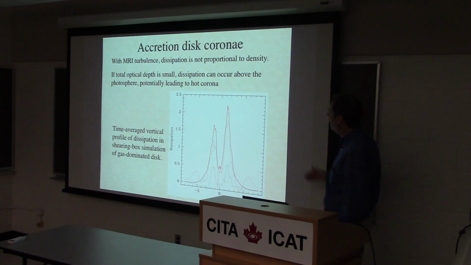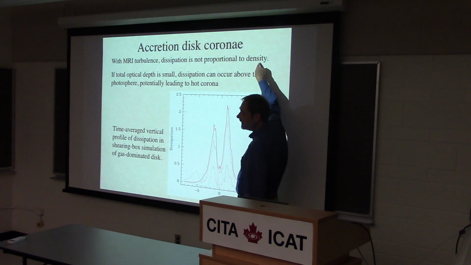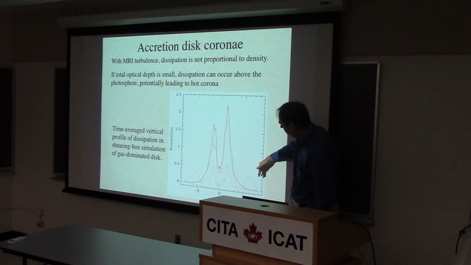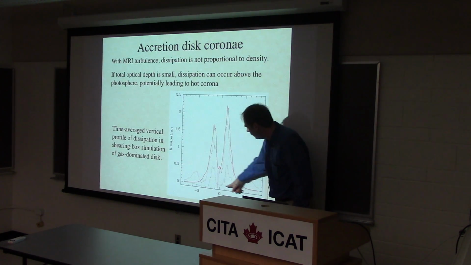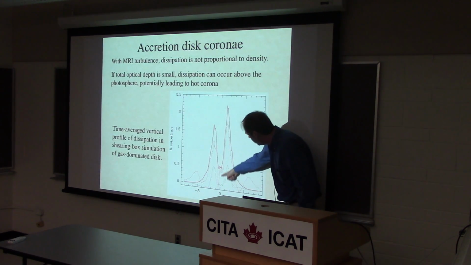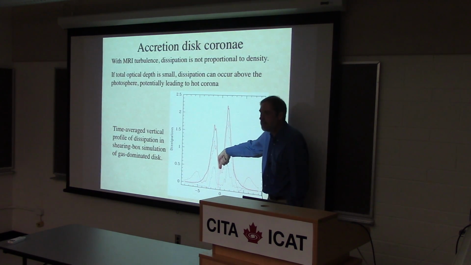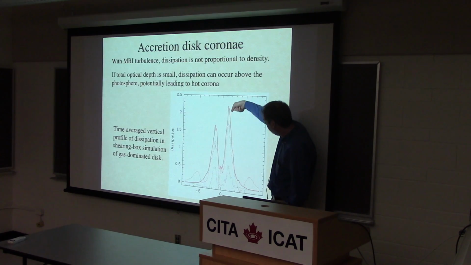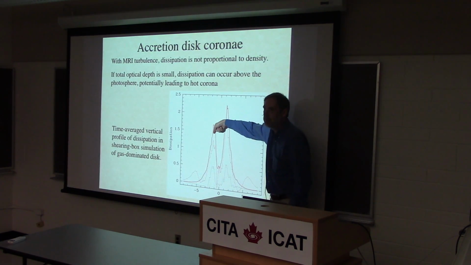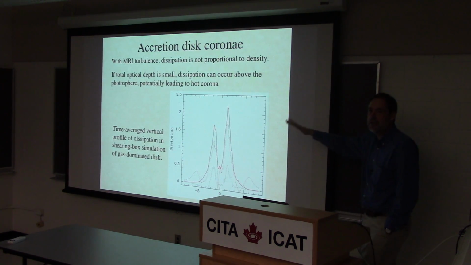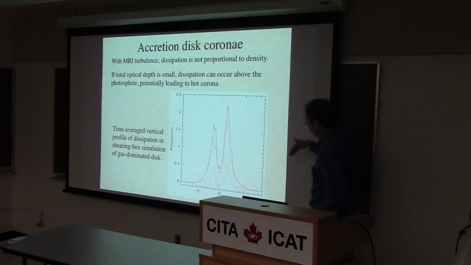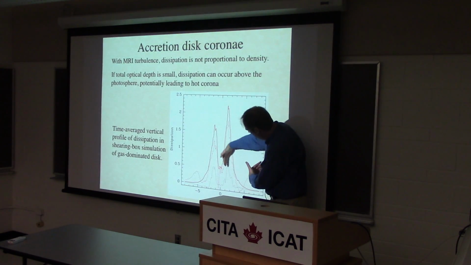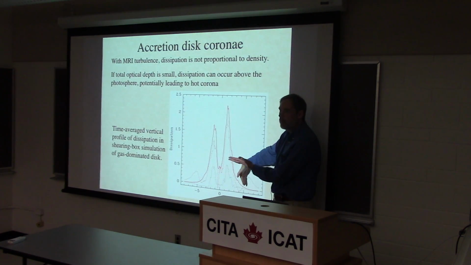And that's, again, dissipation is not proportional to density. So in fact, this is a plot of the dissipation, this solid red line, versus scale height in the disk. Here's the disk midplane at 0. The dissipation is actually a minimum at the center, and it peaks a couple of scale heights off the midplane. Again, this is ubiquitously seen in all vertically stratified simulations of the MRI, which means that if the photosphere of the disk is well above this, you won't notice this effect.